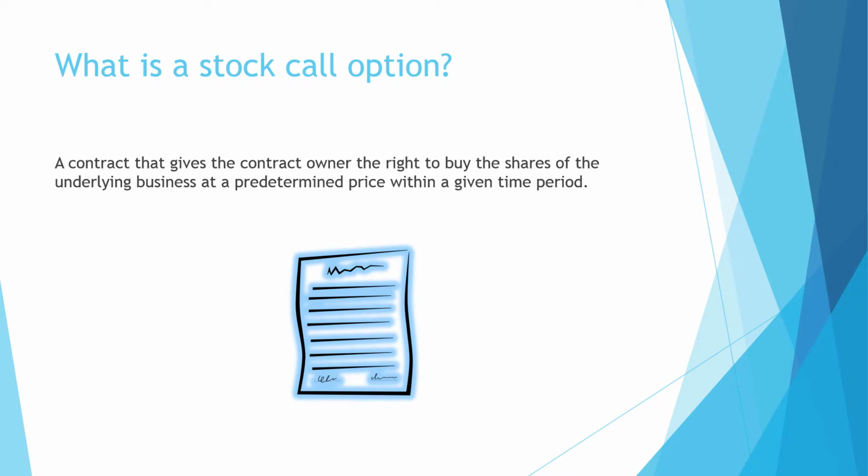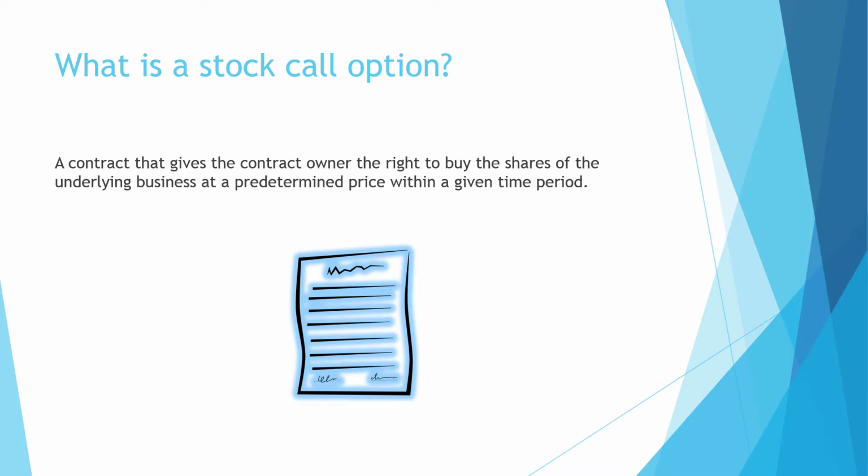Recall that a stock call option is a contract that gives the contract owner the right to buy the stocks at the strike price. Because the contract owner has the right to exercise the contract to buy the shares, the contract seller/writer has the obligation to sell the stock.